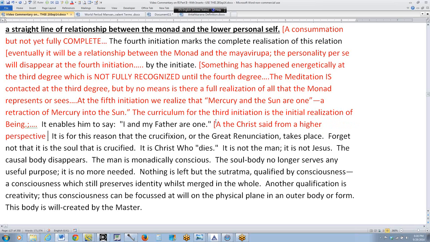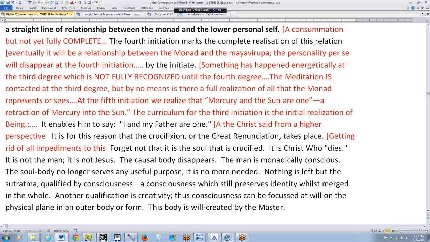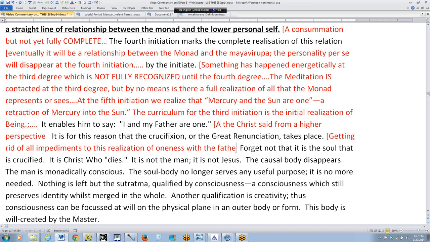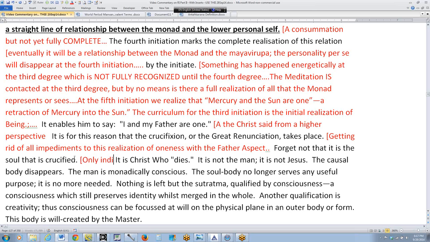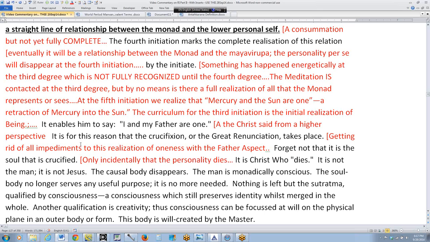It is for this reason that the crucifixion, or the great renunciation, takes place, and let's just say getting rid of all impediments to this realization of oneness with the Father aspect. Forget not that it is the soul that is crucified. Now, this is interesting. It's only incidentally that the personality dies. It is the Christ who dies. It is not the man.